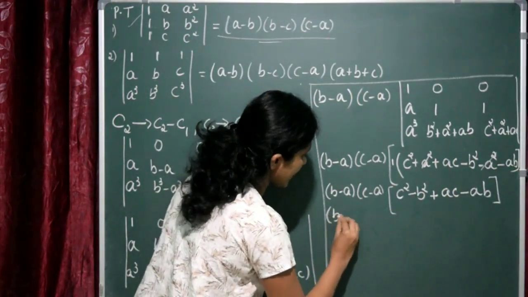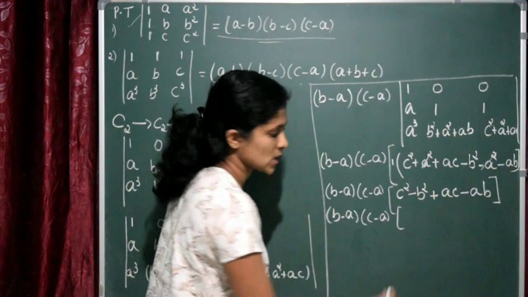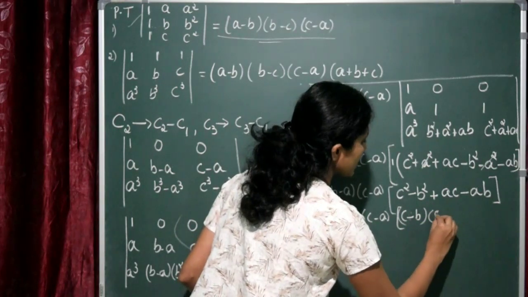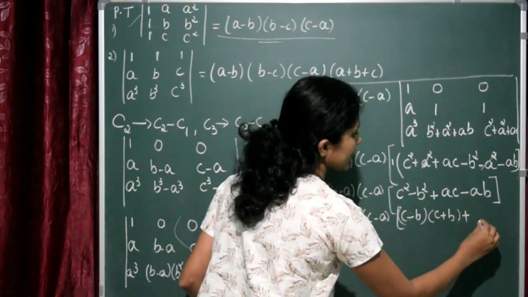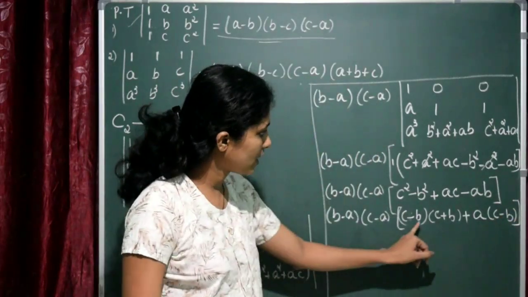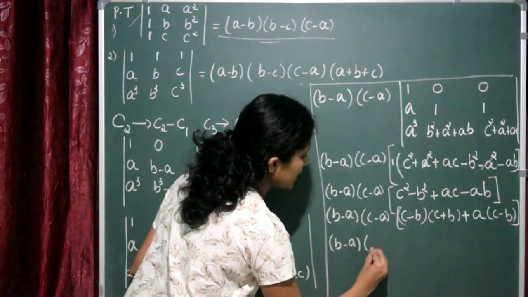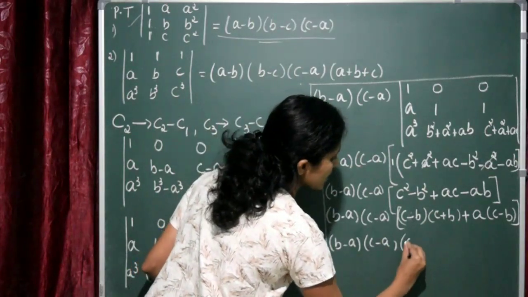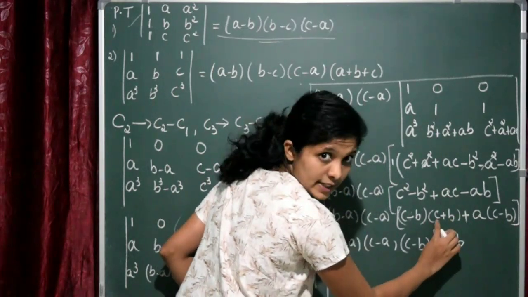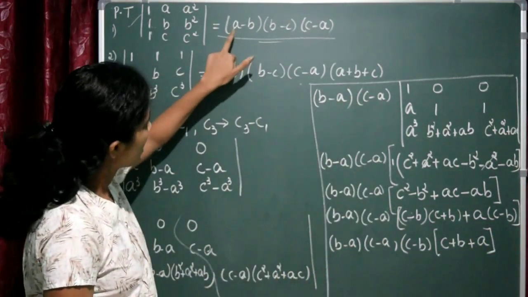Now this one again we can write as b minus a into c minus a. Here it's of the form a square minus b square. You can write this one as c minus b into c plus b, right? Plus here I can take a common. What is remaining? c minus b, right? Again we can see here c minus b is common, so we'll take that out. So this is b minus a into c minus a. We have taken c minus b out, common. What is remaining here? c plus b plus a, right? We have proved this one.